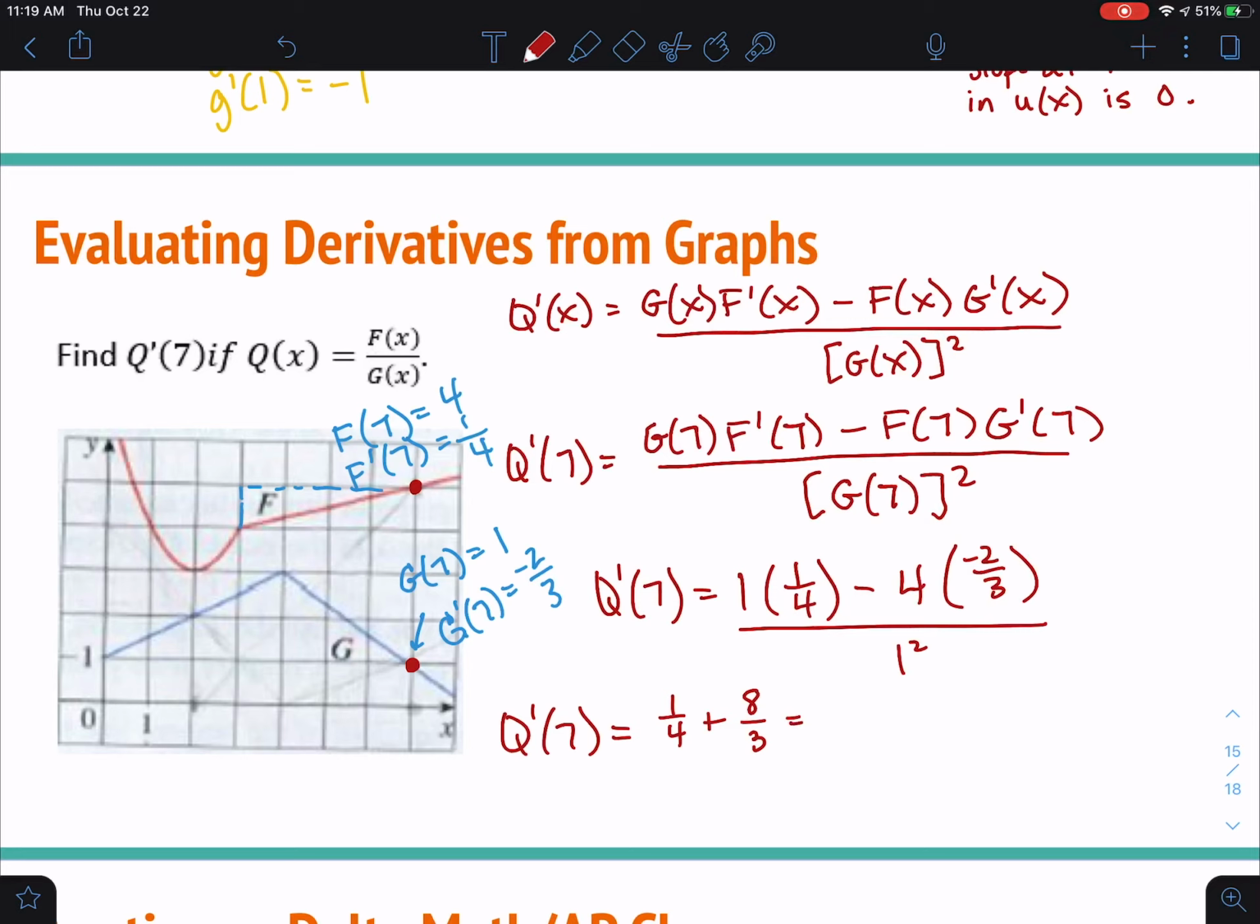Now I got to add these together. So I'm going to get a common denominator. So 1/4 is really going to be 3/12. And then multiply that by 4, multiply the top by 4. So I'm going to come out with 35/12.